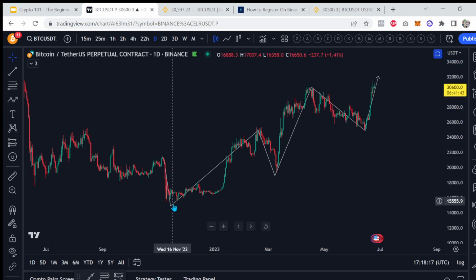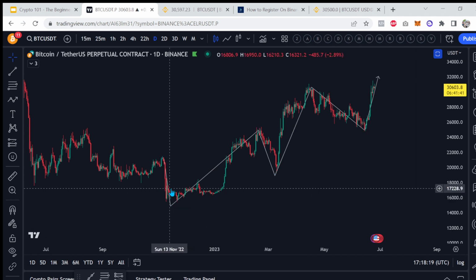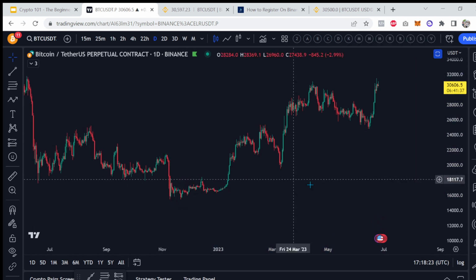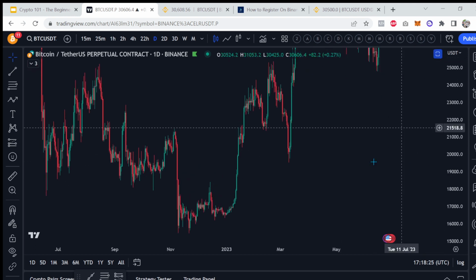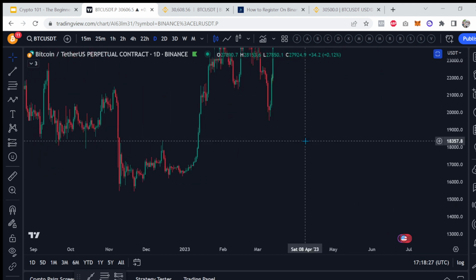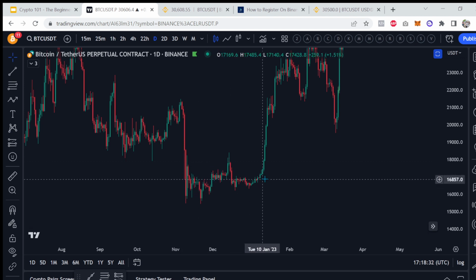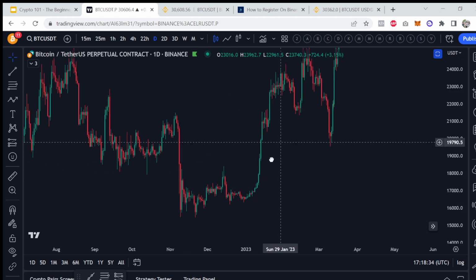Bitcoin made a downtrend and then it consolidated for a little while in a ranging market, meaning that it went sideways. It wasn't showing a clear sign of an up or a downtrend. It was going sideways. Then it decided to break to the upside.